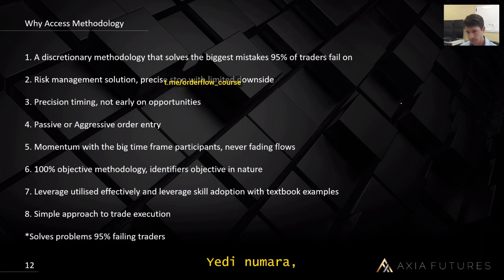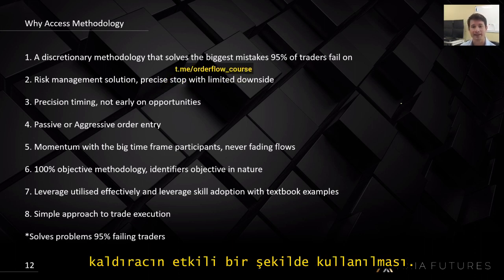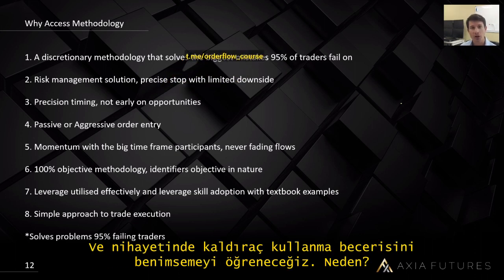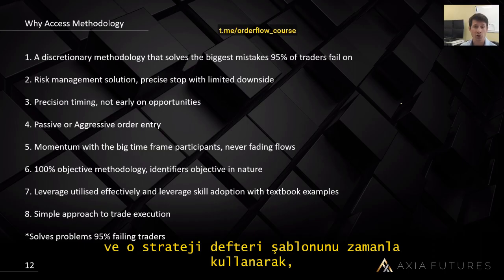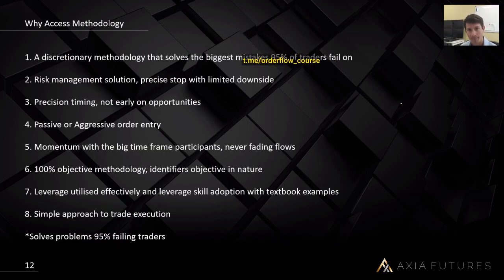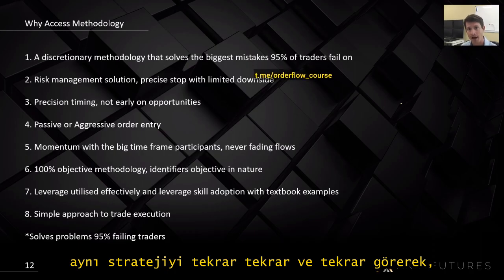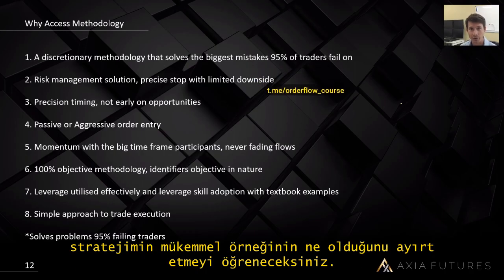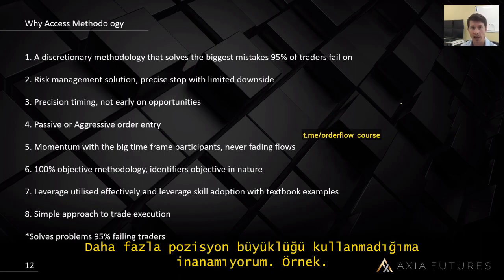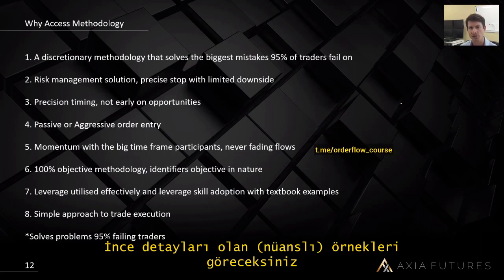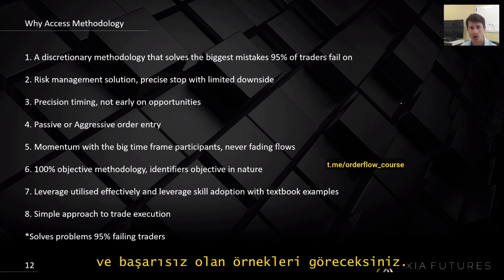Number 7, leverage utilized effectively. Ultimately, we're going to learn to adopt the skill of using leverage. Why? Because I'm going to show you a number of textbook examples, and through utilizing that strategy playbook template over time, seeing the same strategy time and time again, you're going to learn to differentiate between the textbook example of my strategy, i.e. the perfect, so easy, can't believe I didn't use more size example. You're going to see the nuance examples, and you're going to see the failing examples.